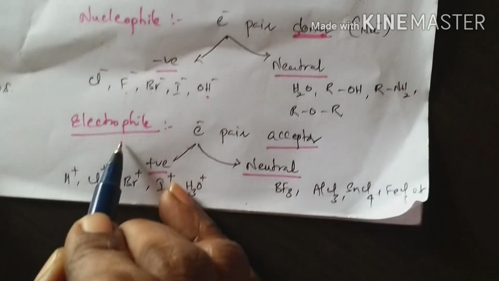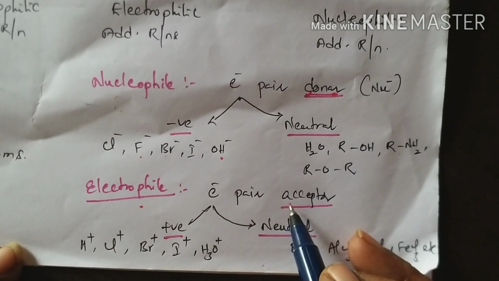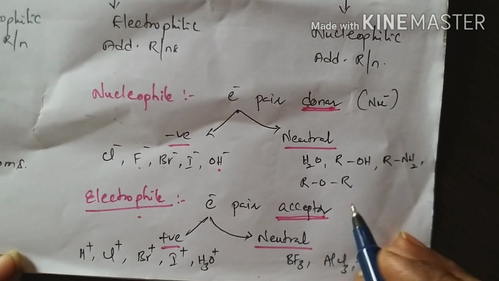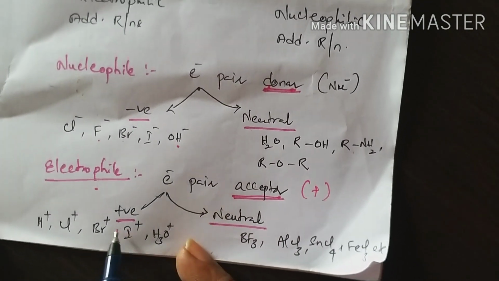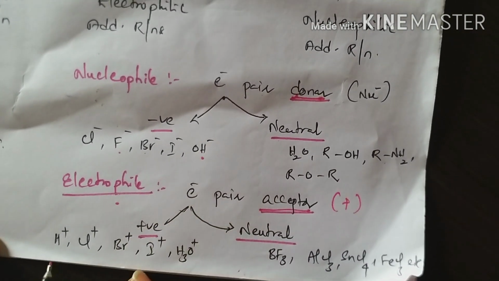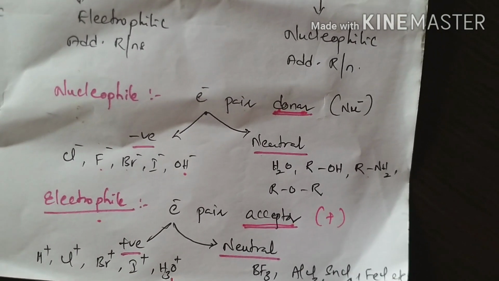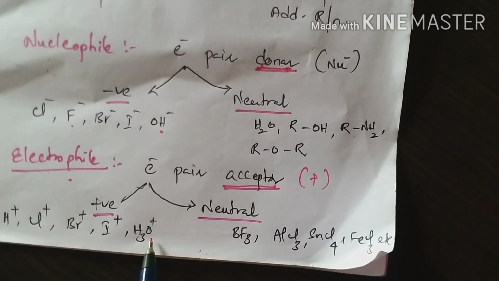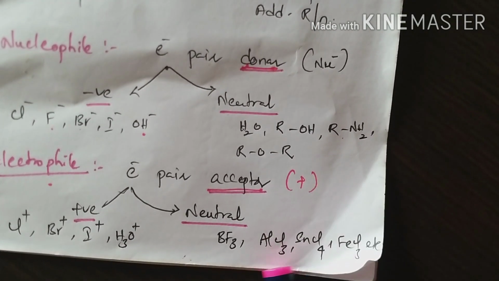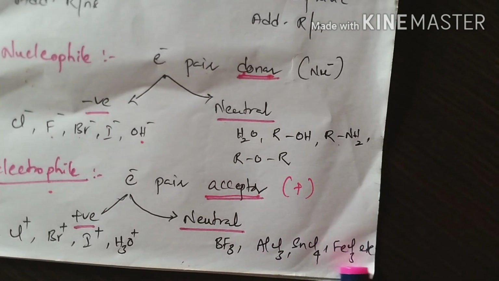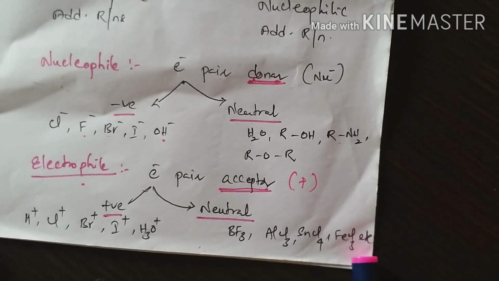Now the second one is the electrophile. An electrophile is also a chemical substance, but it is an electron pair acceptor, hence it gets a positive charge. It is also of two types. The first is positive, for example H plus, Cl plus, Br plus, I plus and the hydronium ion H3O plus. The second is neutral, for example boron fluoride, aluminum chloride, tin chloride and ferric chloride, etc.